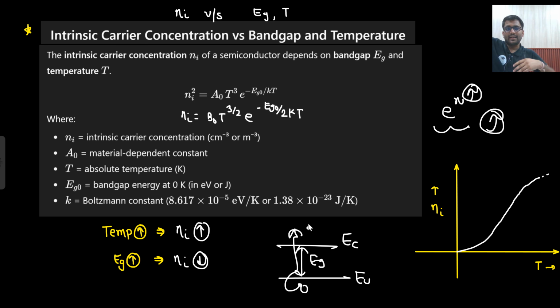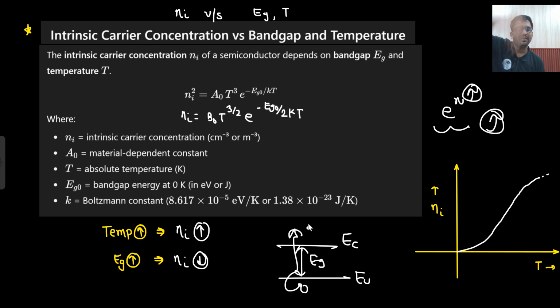So if Eg is very large, then you will not get free electrons and holes. So to get free electrons and holes, Eg should be low. So if you are increasing the Eg, that means intrinsic carrier concentration will decrease. Very simple point. Within 10 seconds you should be able to revise it. The only formula you need to remember is Ni equals A naught T to the power 3 by 2 e to the power minus Eg naught divided by 2kT. If temperature increases, Ni increases. By the concept as well as by the formula you can understand.